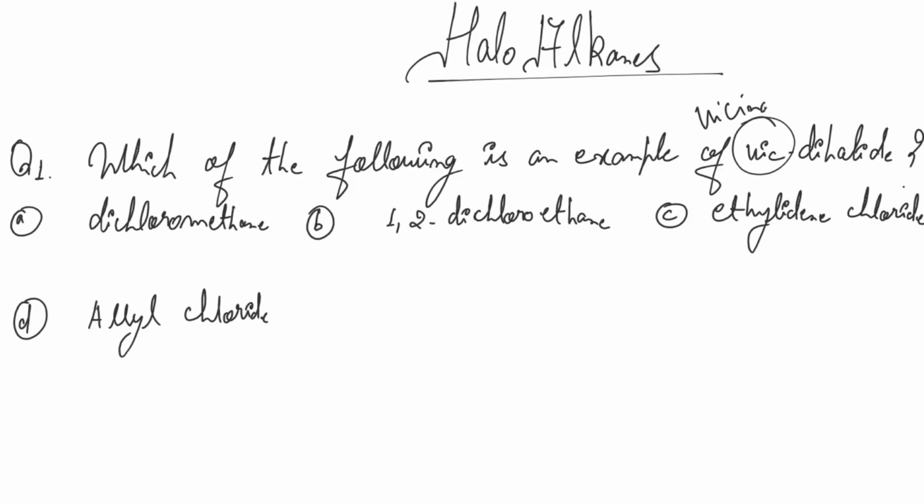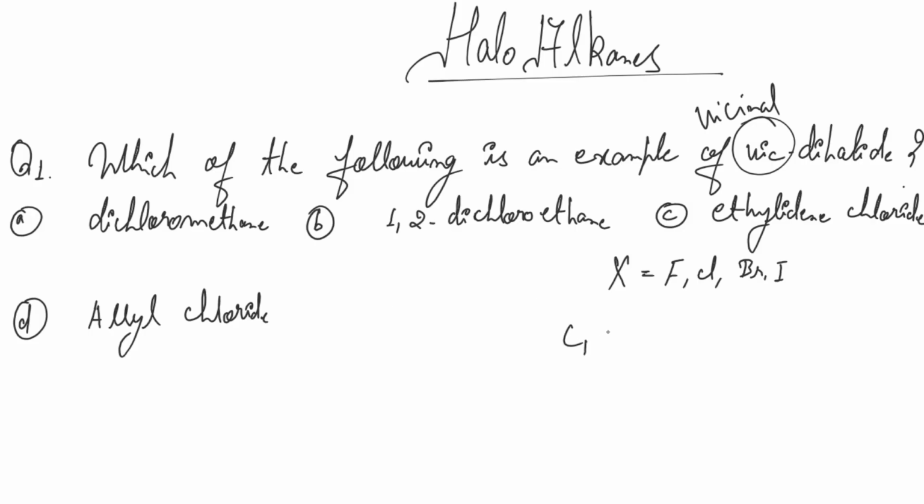So the idea of the vicinal dihalide means, dihalide means there are two X groups, right? And X can be fluorine, chlorine, bromine, iodine, right? So dihalide means there will be two halogens present, and vicinal position is that both the halogens will be present one by one, right?